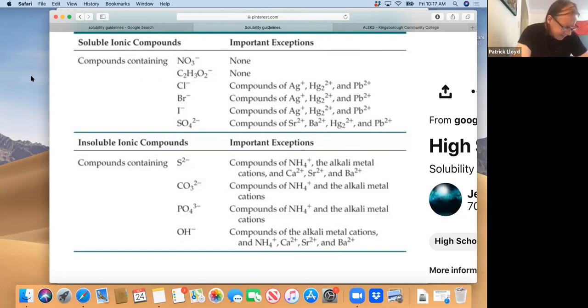Now, there's also something about bromide. See how there's a bromide there? Bromide is generally soluble unless it's with silver, mercury 1, or lead 2. So now we can look at both of them.